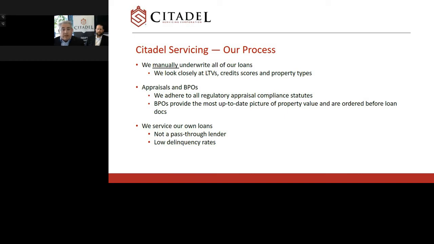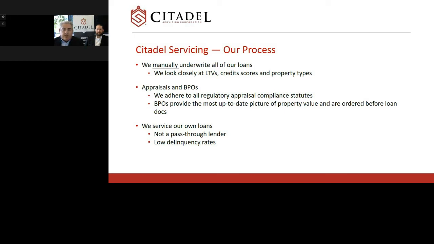We service our own loans. A lot of folks may not know this, even though it's right in our title. We are Citadel Servicing Corporation. We service all of the loans that we fund. And this is big. Your borrower, after they work with you, is not getting shuffled around to 5 different servicers, and their note owned by 3 different companies.